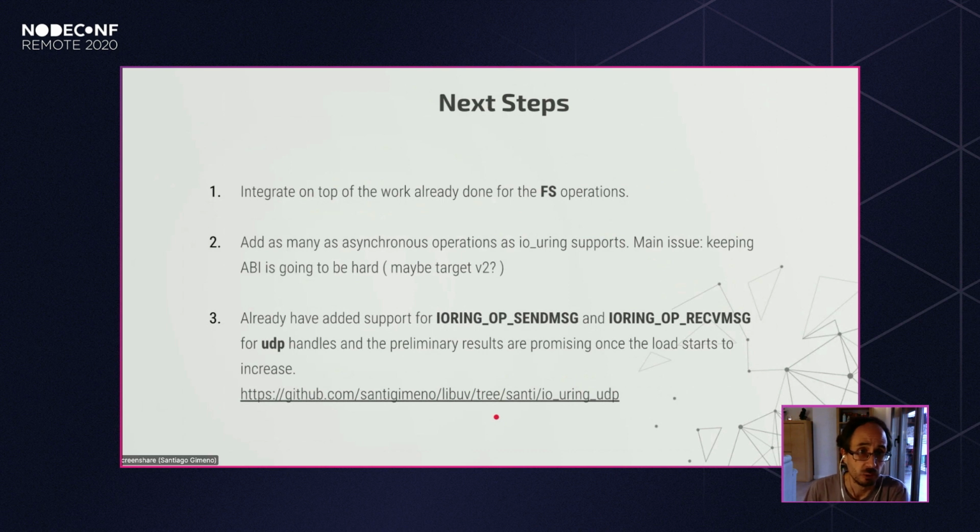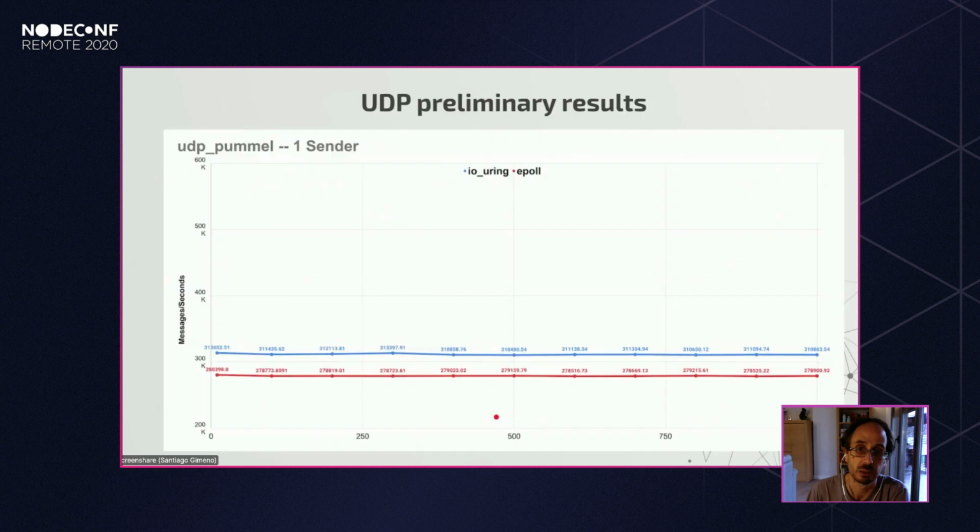And finally, the good news: I already have a branch adding support for the sendmsg and recvmsg io_uring operations for UDP handles. Though it's still a work in progress, the results are really promising, especially once the load starts to increase. I include also the GitHub branch, so you can play with that. And now let me show you the actual results.